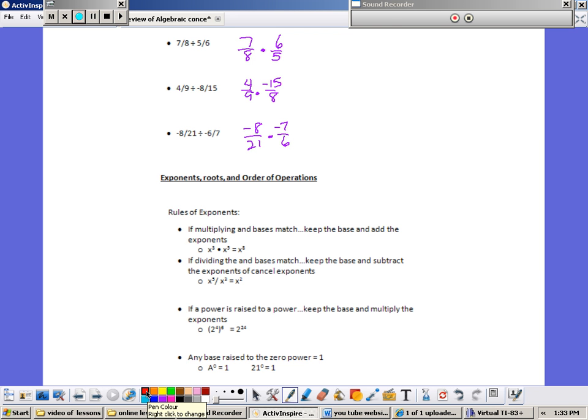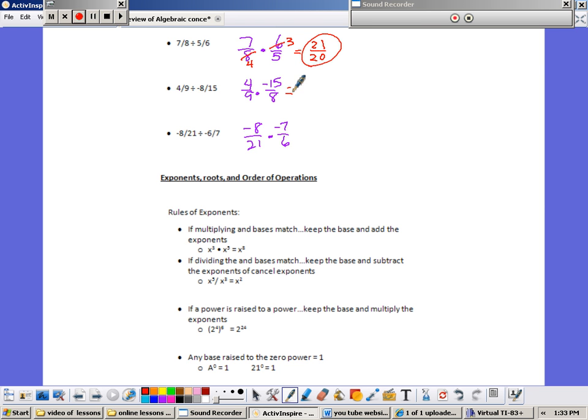7 cannot reduce with 8 or 5, but 6 and 8 can reduce with 2. So I get 21/20. Please do not get tempted to make that 1 and 1/20. We do not use mixed numbers in algebra. So leave it as an improper reduced fraction.